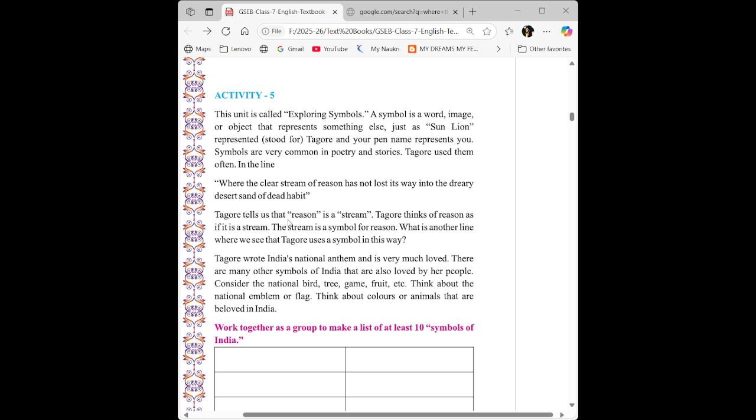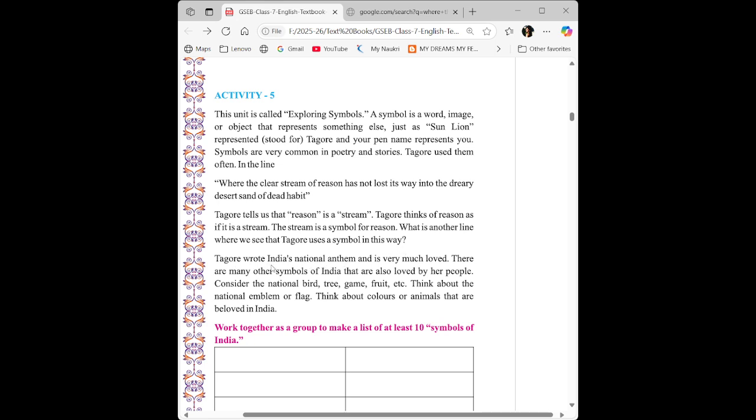Now here he tells us that the reason is a stream. So Tagore thinks of reason as if it is a stream. The stream is a symbol for reason. And what is the other line he uses as a symbol? So you have to find that out.